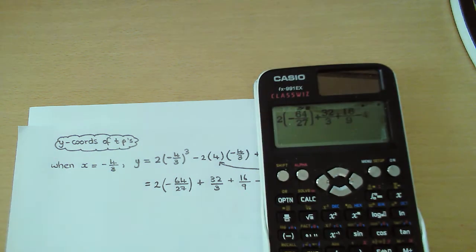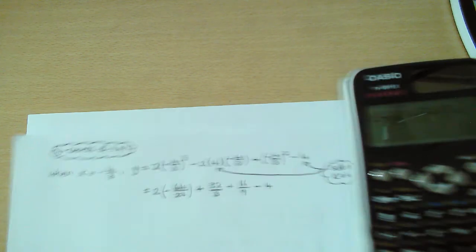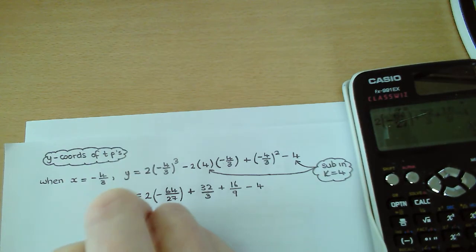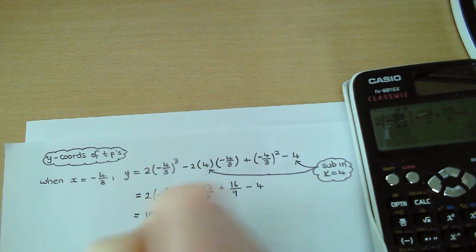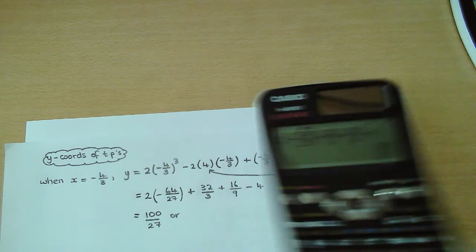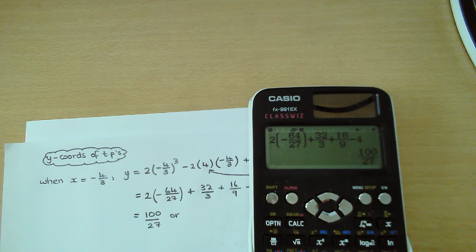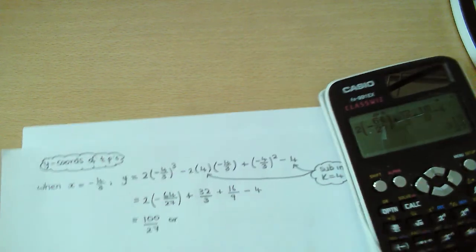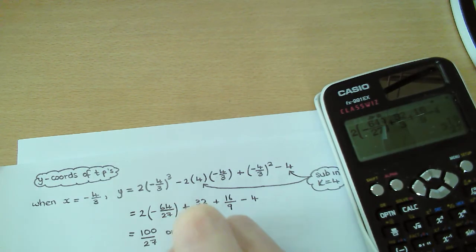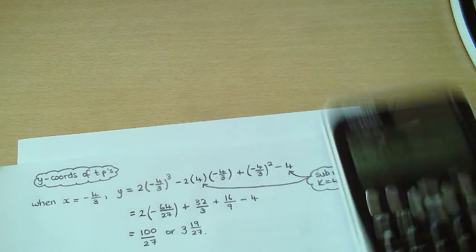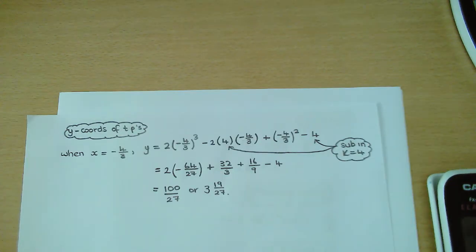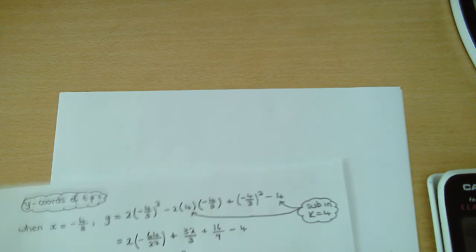Okay, so I've typed that into my calculator and I'm getting 100 over 27. Or change it into a mixed fraction, hit your Shift SD button, so that's going to be 3 and 19 over 27. Okay, and then we've now got to get the y coordinate of the other turning point.